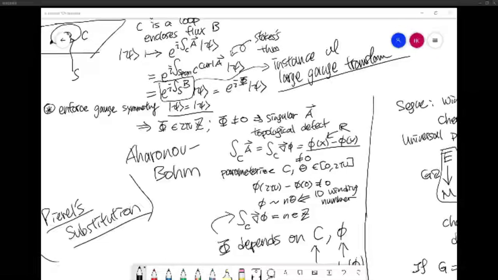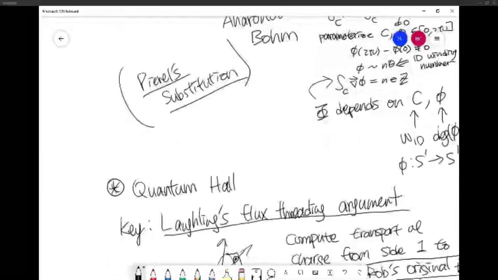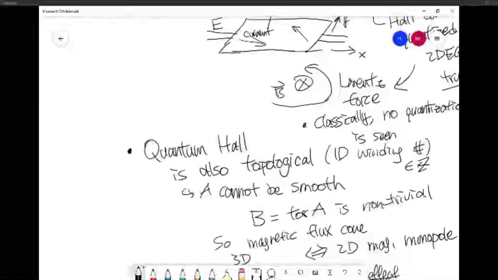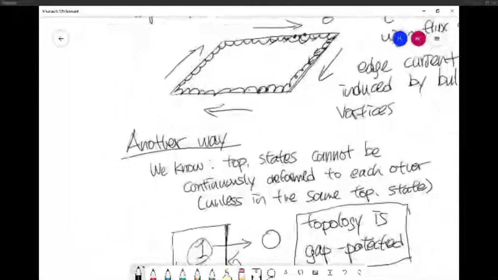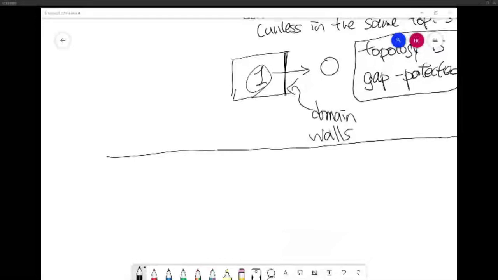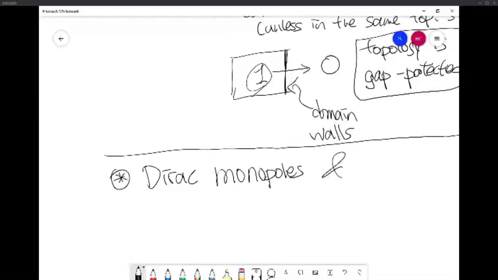Any other questions? If not, then I will move on to my final topic, which is Dirac quantization. No? Okay. So, Dirac monopoles and quantization.